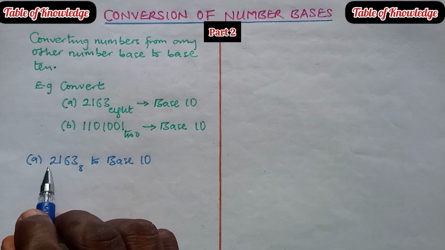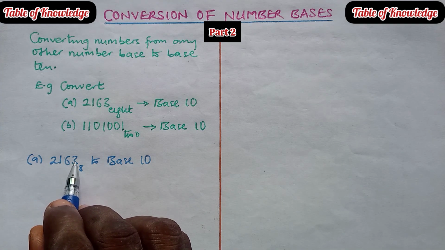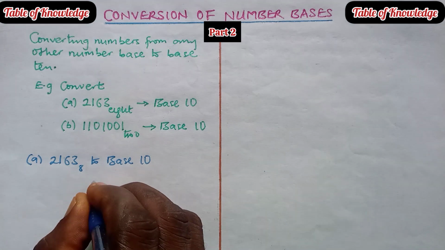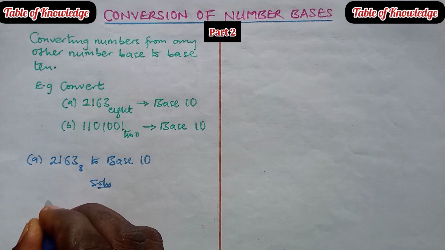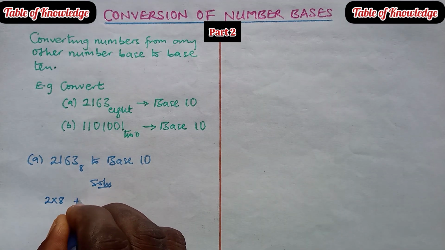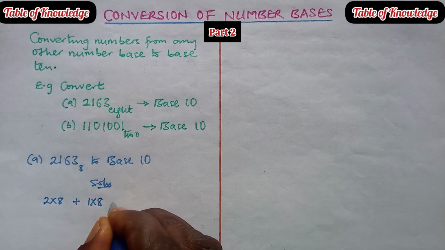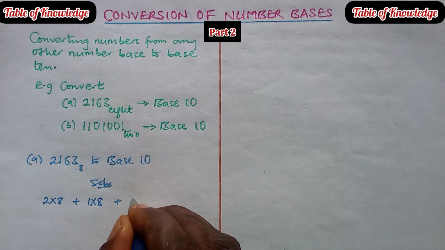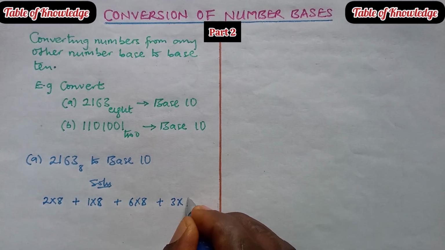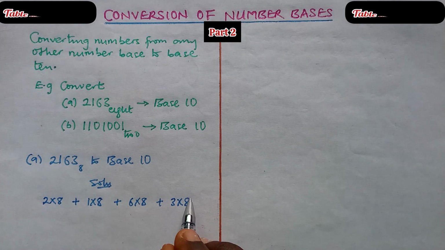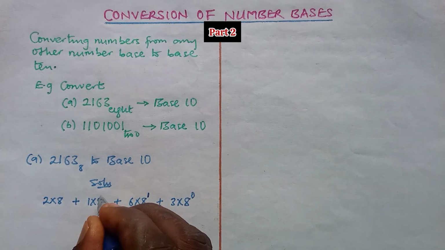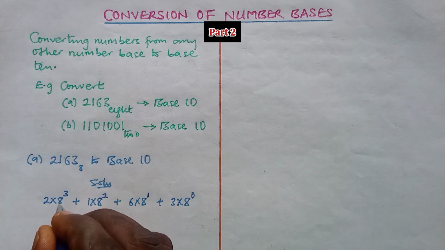Here is the solution. We use each of the digits of the base 8 number to multiply 8. So we start, the first digit here is 2. So we say 2 times 8 plus 1 times 8 plus 6 times 8 and then plus 3 times 8. Now starting from this end, we are going to raise 8 to the power of 0, 1, 2, and 3. This is how it is.